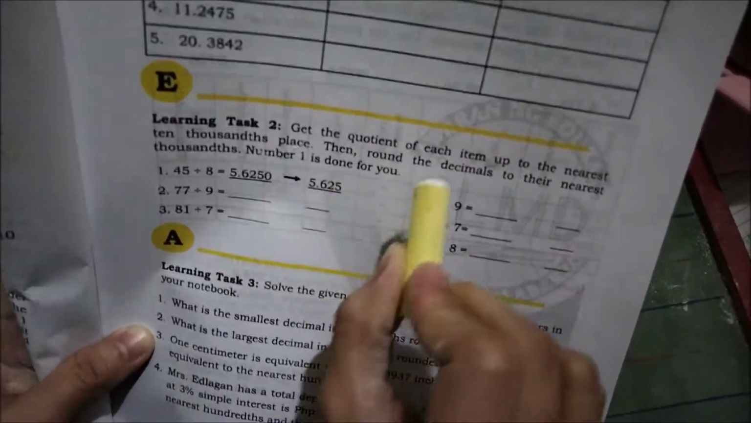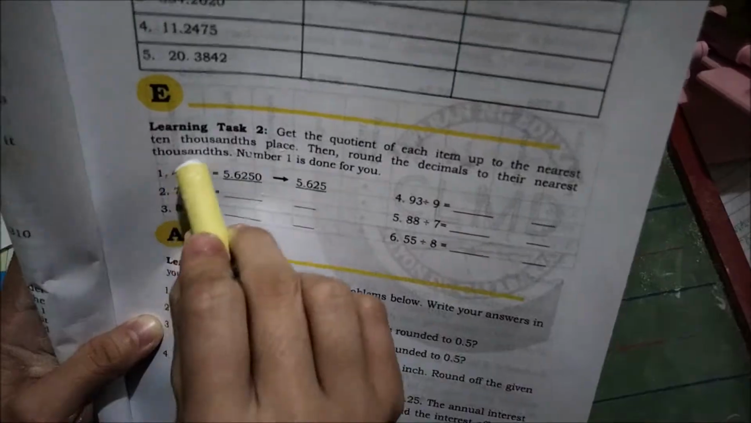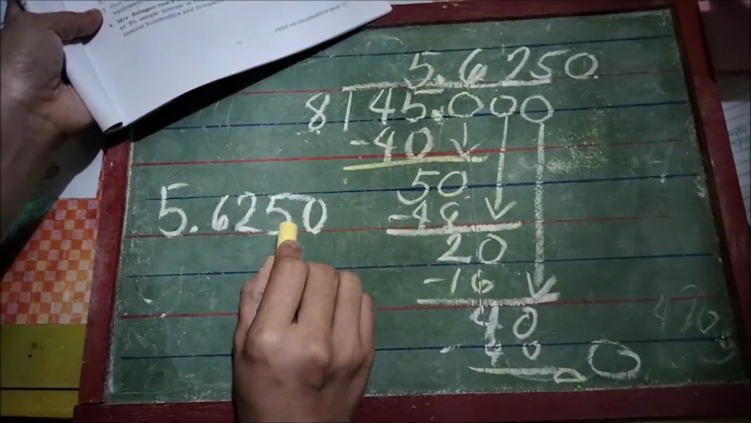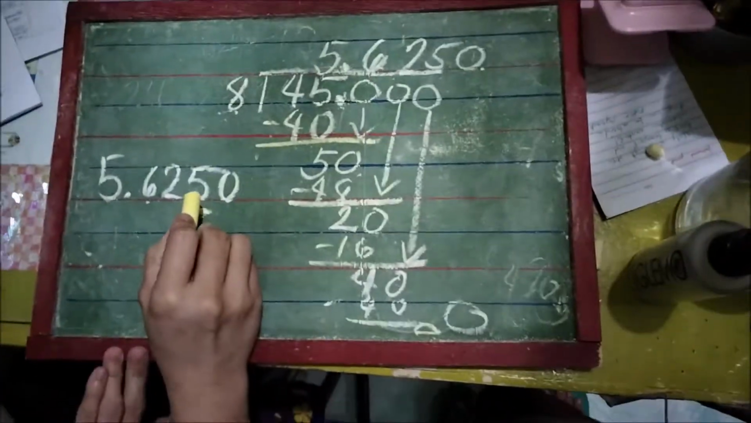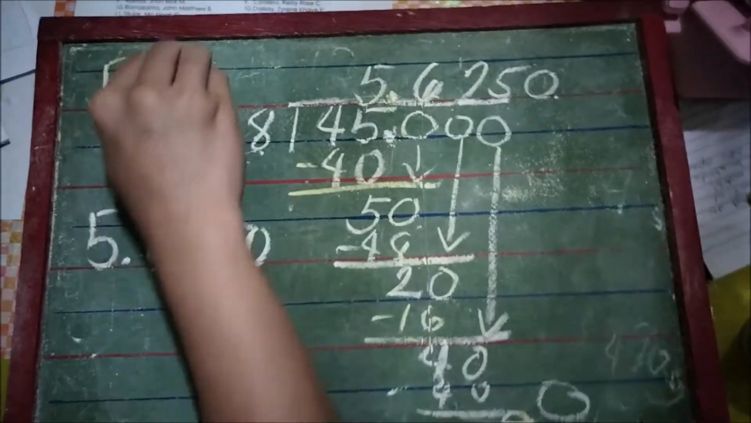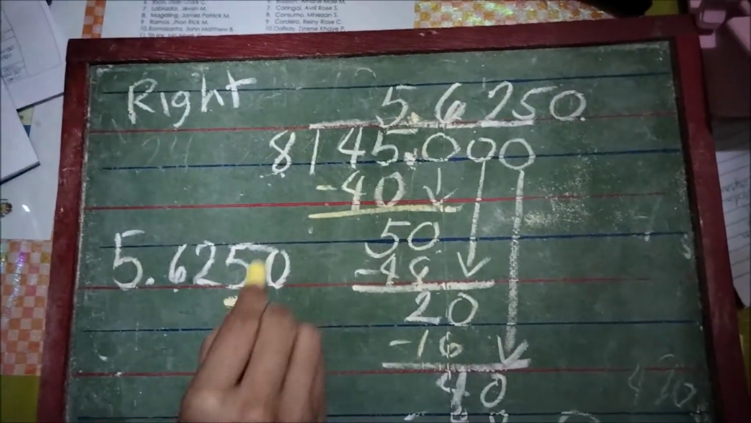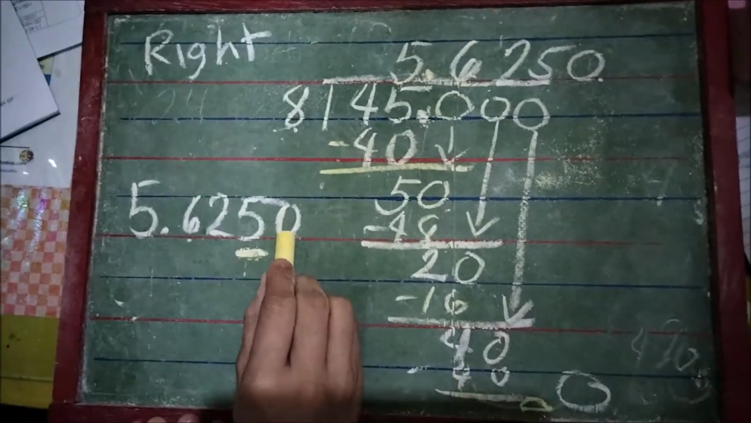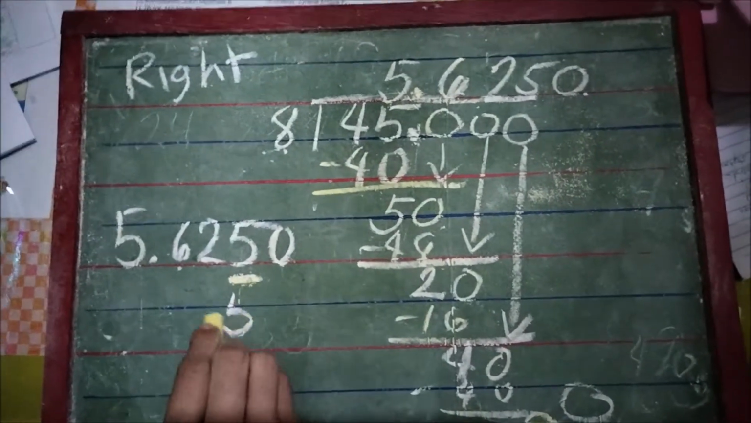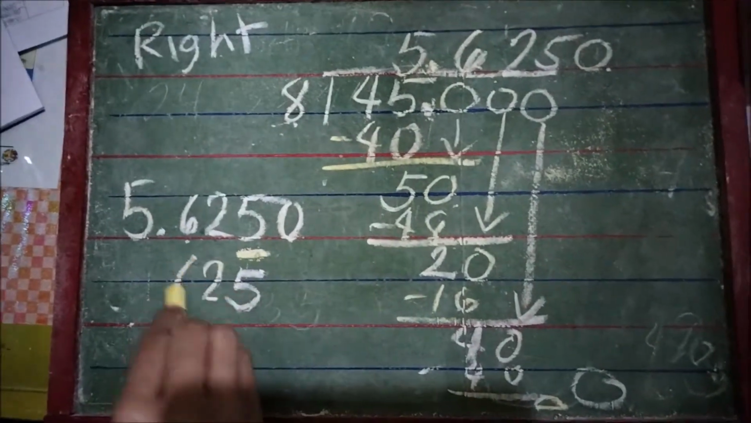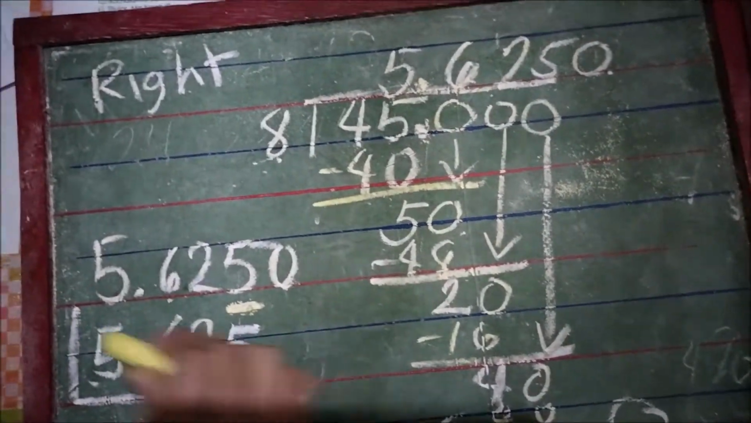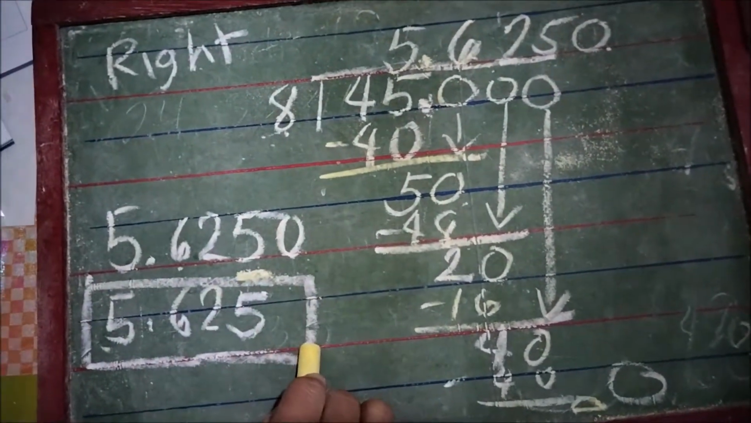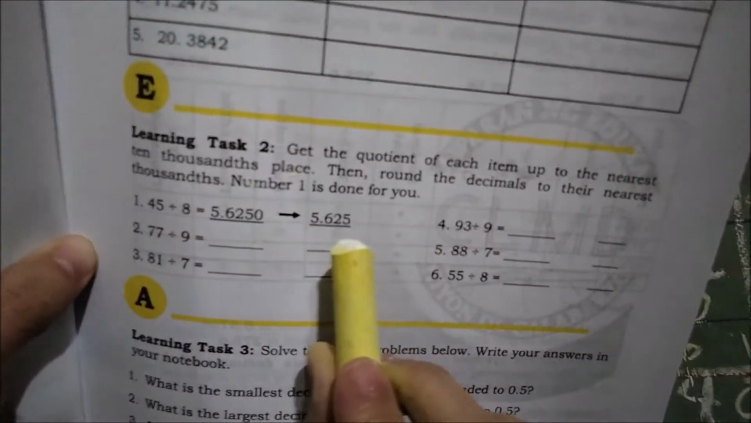So the same with the example. The direction says, round the decimals to the nearest thousandths. What number is in the thousandths place? Tens, hundreds, thousands. So that is 5. So based on our rule, we're going to look at the right of the number. So right is 0. Of course, if that is 0, 1, 2, 3, or 4, we're going to retain the number. So that is 5. Then copy the numbers on the left. So there's no need to put 0. So your final answer is 5 and 625 thousandths.